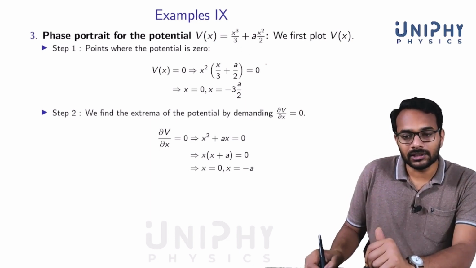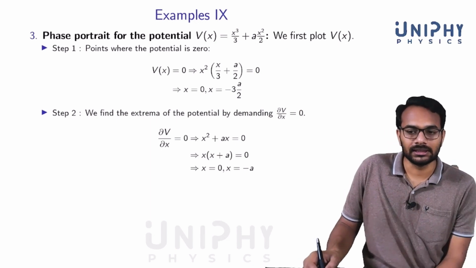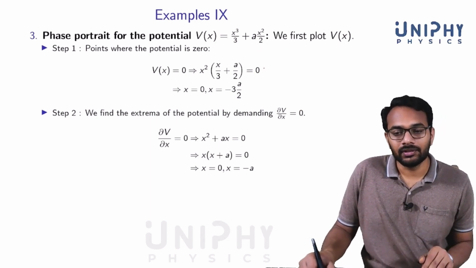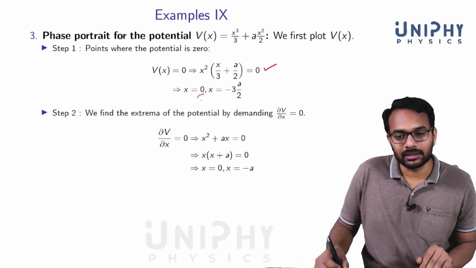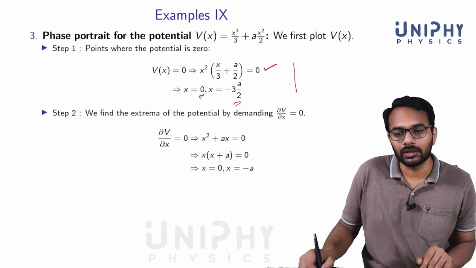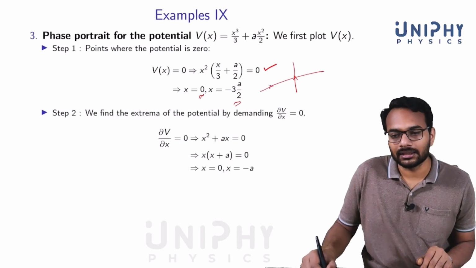Okay, the first thing to do is to plot V of x versus x. For that, we first find the zeros of the potential energy. We see that the potential energy becomes 0 at x equal to 0 and x equal to minus 3a by 2. So we already get some idea. We note that at x equal to 0 and at minus 3a by 2, it is 0.